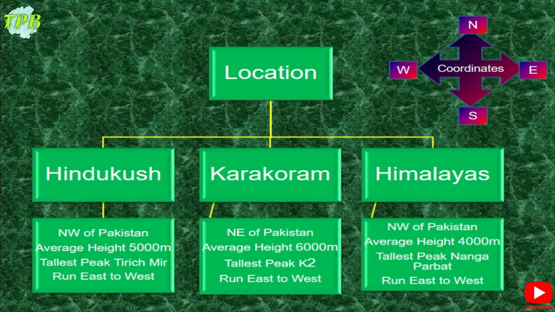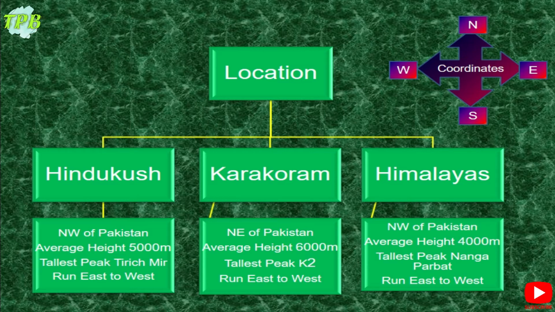The location or the coordinates of these 3 ranges are: the Hindu Kush range is in the northwest of Pakistan. The average height is 5,000 meters and the tallest peak is Tirich Mir. You don't have to learn the height of the tallest peak, which is not included in the syllabus. This range runs east to west in direction when you are studying the maps. The second range is the Karakorams. It's in the northeast of Pakistan and is the tallest among all of these 3 ranges. Its average height is 6,000 meters. However, the tallest peak is K2. There are several peaks here which are above 8,000 meters. This range also runs east to west.